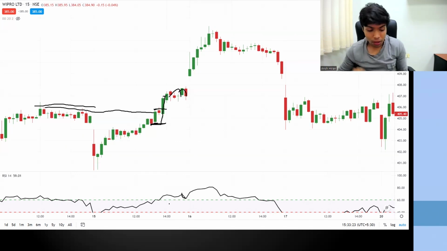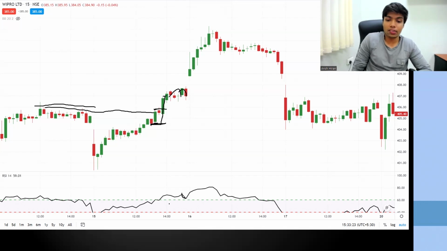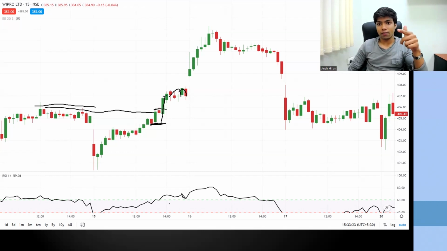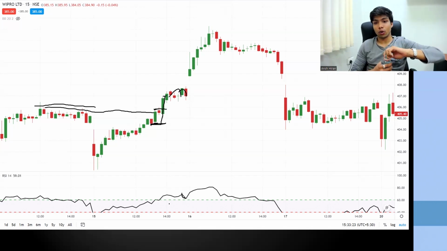Why will RSI take a dip? Because RSI works on the closing basis. Okay, if the candle is red, it is closing lower than the previous close, so RSI will go down. If the market is closing on a positive note with a green candle, RSI will close higher.